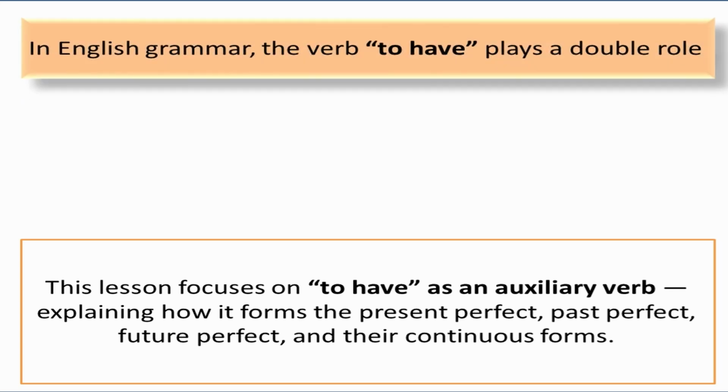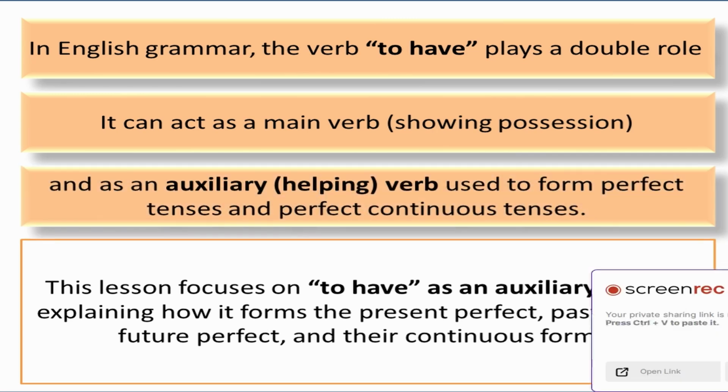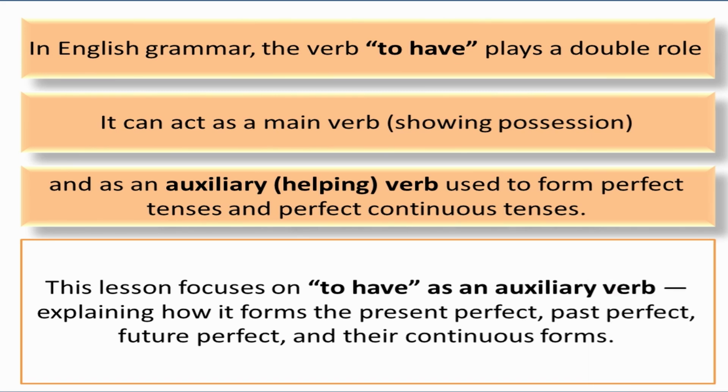In English grammar, the verb to have plays a double role. It can act as a main verb showing possession, like, for example, I have a pen. There it shows possession. You possess something, you own something. And also, it works as an auxiliary. Auxiliary means a helping verb. So, it works as an auxiliary or helping verb used to form perfect tenses and perfect continuous tenses.